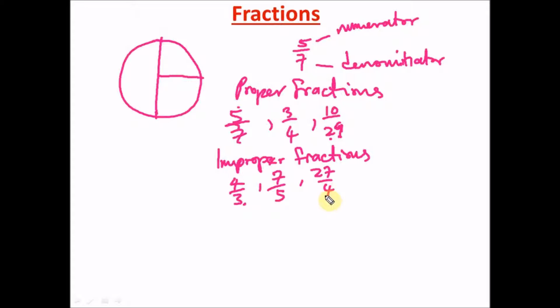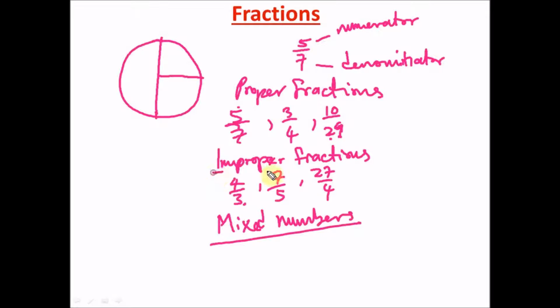The reason we call it improper is that you can convert an improper fraction to a mixed fraction. That's why in fractions, if your final answer is an improper fraction, you can't just leave it that way. You have to convert it to what we call a mixed number. This takes us to mixed numbers.